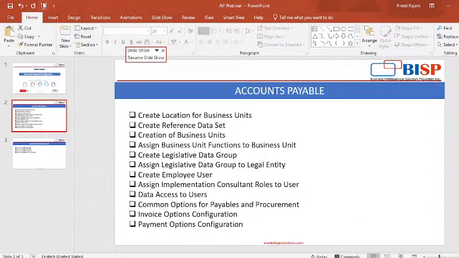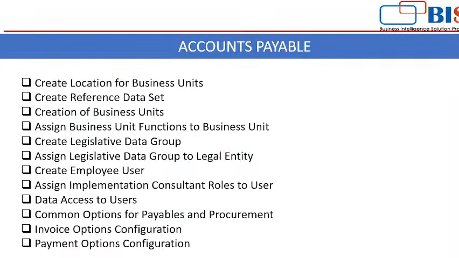These are the basic setups that are required in the accounts payable module in Oracle Fusion. We will configure all these setups that you are able to see on the screen. We have to create the address, that is the location, for the business units. Then we have to create the reference data set, and when you create the business unit, you have to associate your location and reference data set at the time of creation. Then we will decide what functions this business unit can perform. For that we use the task, assign business unit function to business unit.